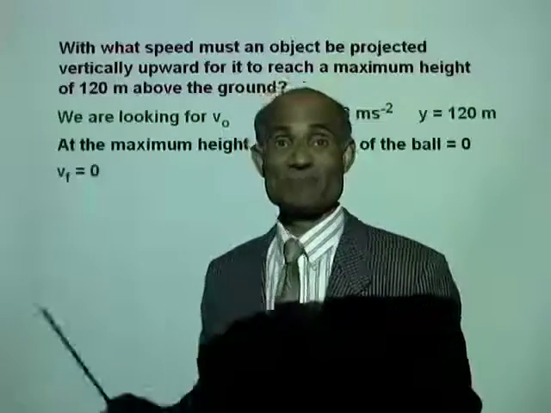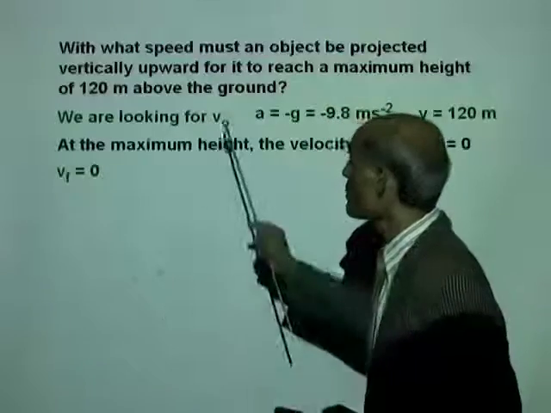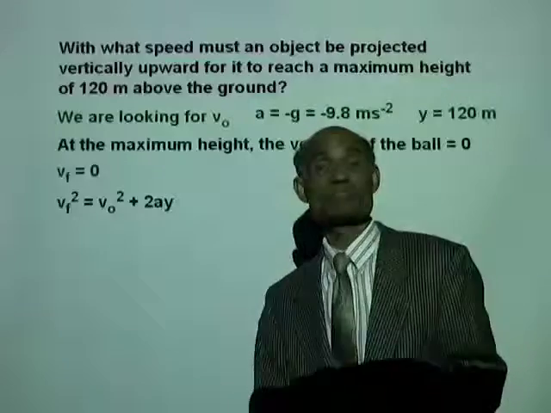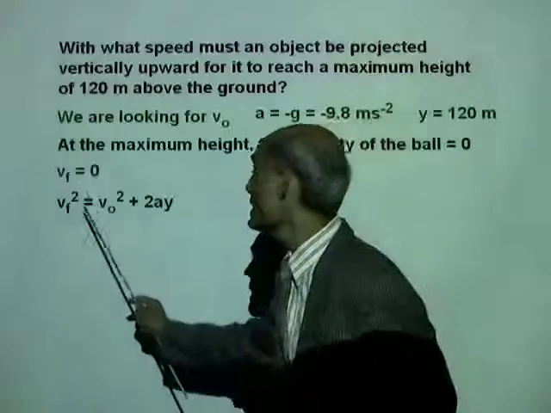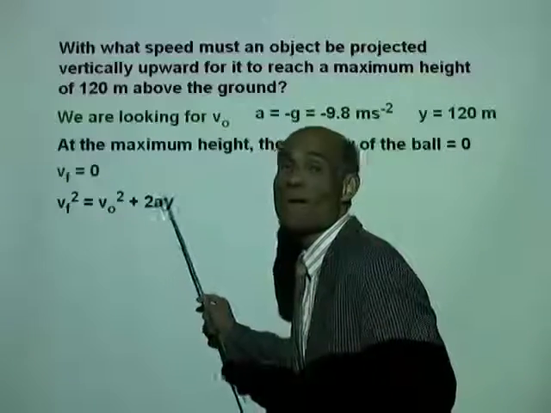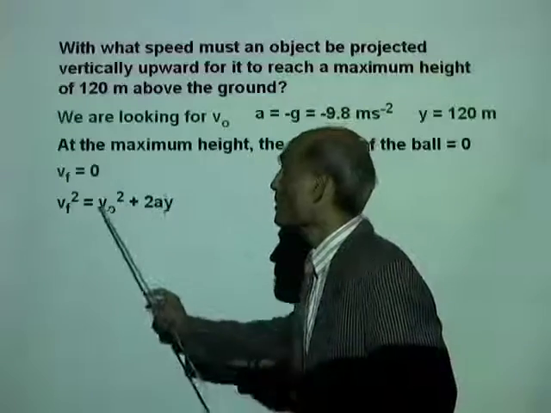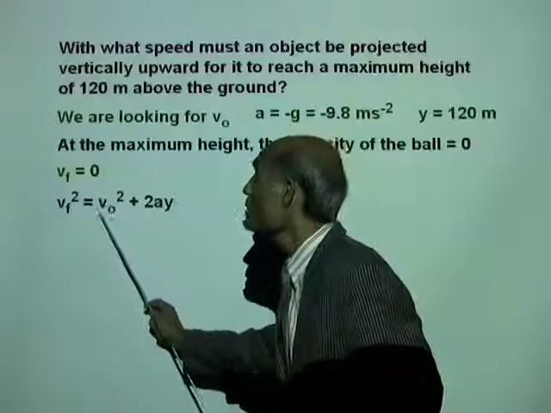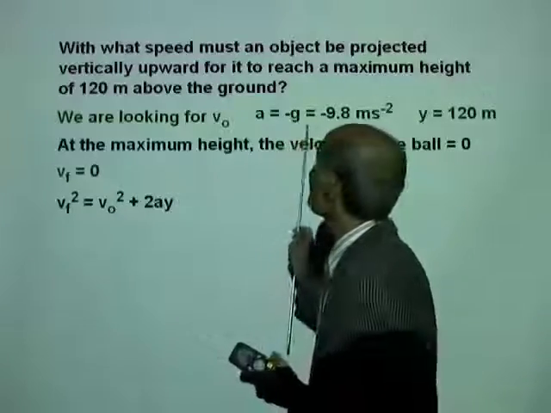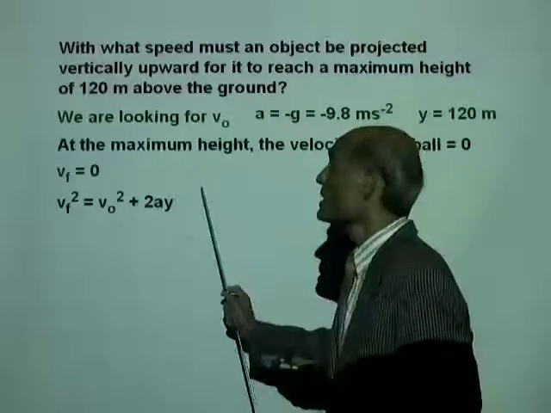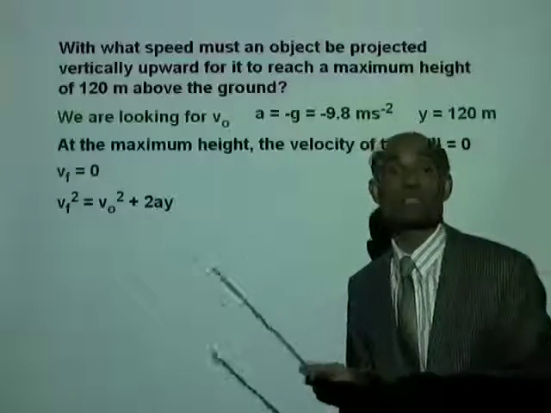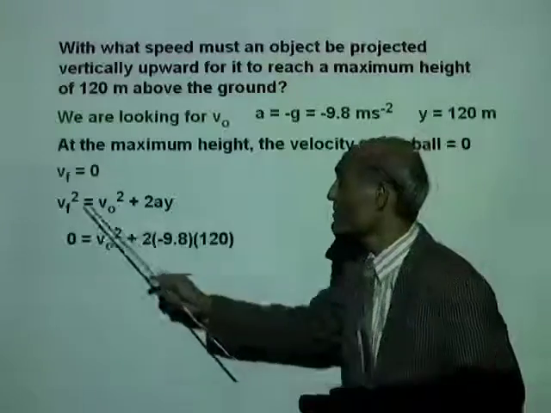We have Vf equal to 0. We are looking for V0. Look at the equation we are going to use, the third equation: Vf squared equal to V0 squared plus 2ay. Vf is 0. We need to find V0. A we know is negative 9.8 and y we know is 120 meters. Let's put all those values there.